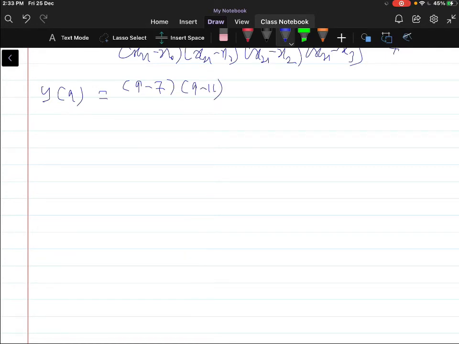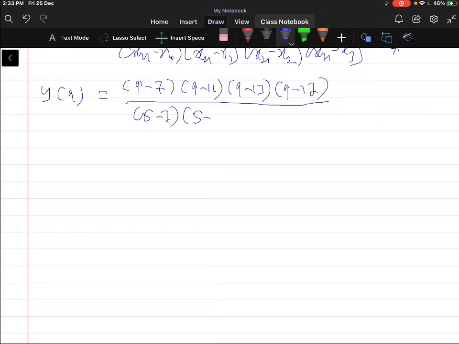where x is 9, that is 9 minus 7, x1 is 7, into 9 minus 11, where x2 is 11, into 9 minus 13, into 9 minus 17, divided by, you have to subtract from the value x0. X0 is here 5. 5 minus 7, 5 minus 11, 5 minus 13, 5 minus 17 into y0, where y0 is equal to 150 plus, here you have to move to the second term of the Lagrange formula.